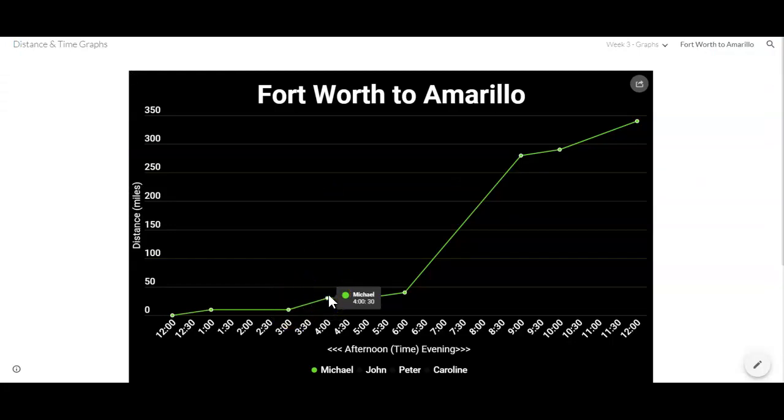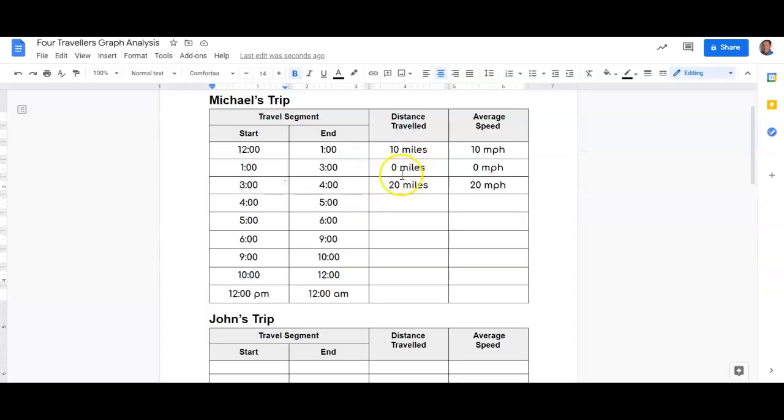Then from 3 to 4 on this graph, 3 o'clock I was at 10 miles. 4 o'clock I was at 30. So I went 20 miles in that hour period of time. So then 20 miles, and this is 1 hour. So 20 divided by 1 equals 20 miles per hour.